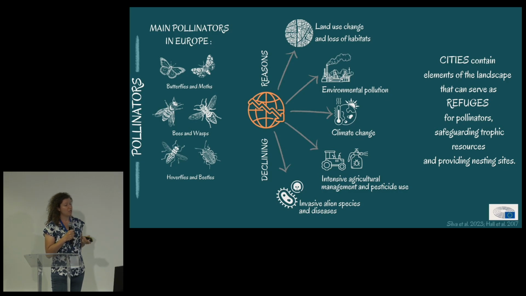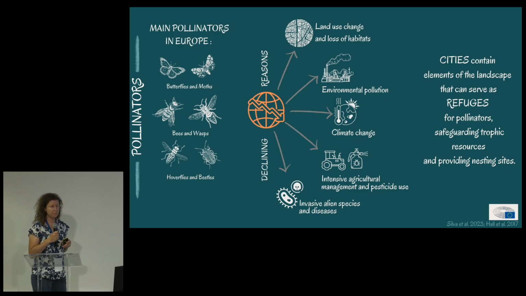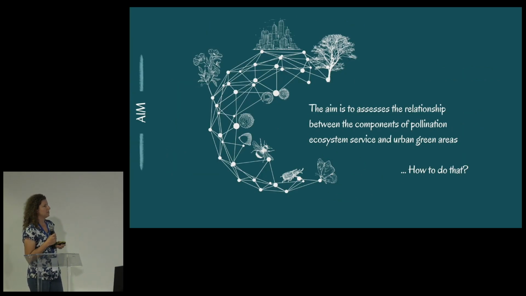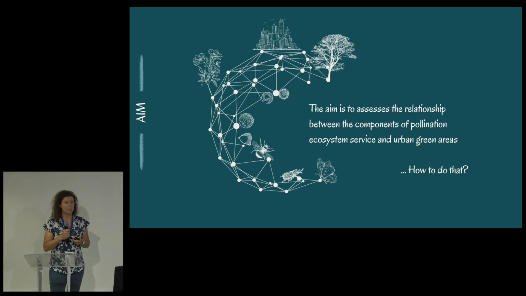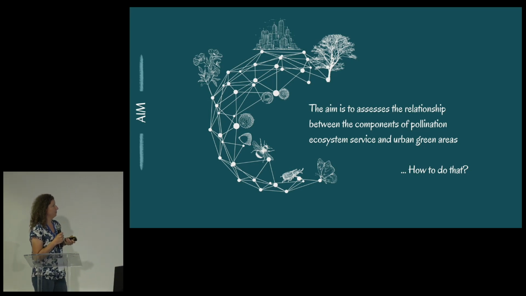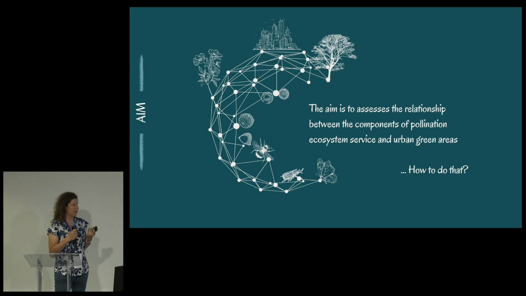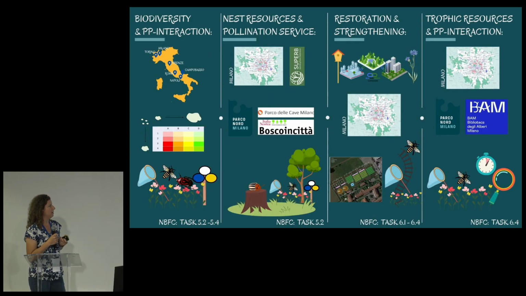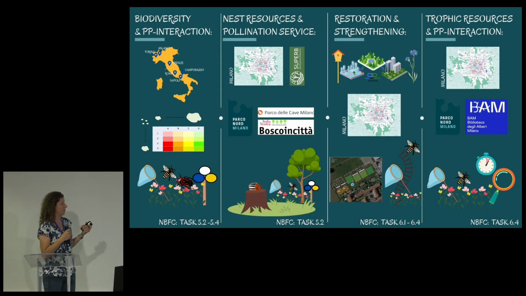My research focuses on the land use of our landscape, and especially on cities, because some elements in our cities can serve as refuges for these pollinators. So the aim of my research is to understand how the city can support pollinators and how the ecosystem service functions in this landscape. To do this we have different sampling sites.